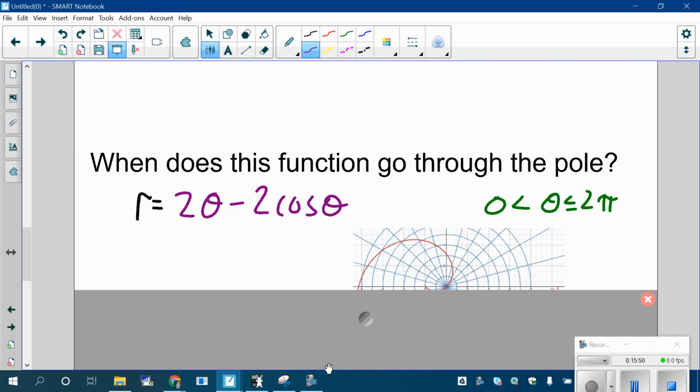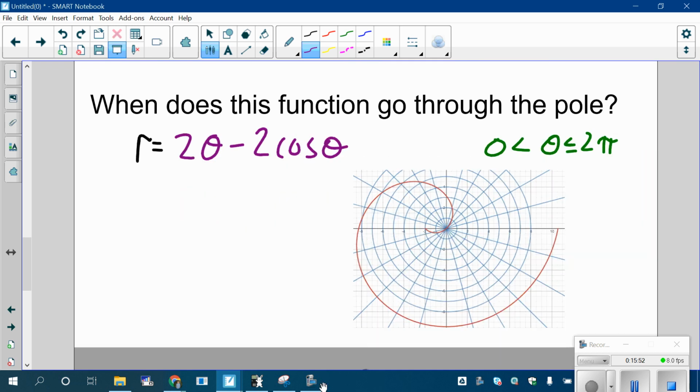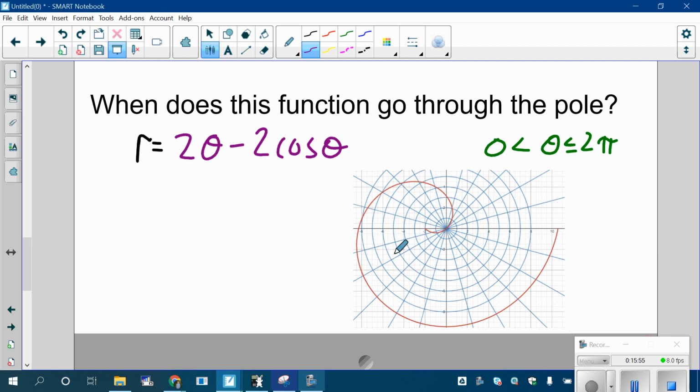Let's look at a similar problem. When does this polar function go through the pole? A lot of polar functions are like swirls and circular things because of that whole theta angle idea. You're going around. A lot of times they're like swoops and curls. Okay, when does this guy go through the pole?